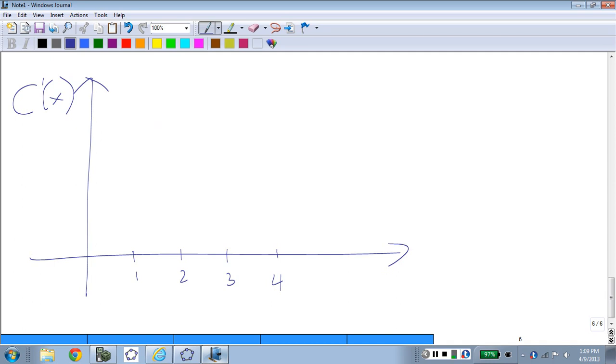So suppose it's something like this. Let's say 10, and then down to, we go 5 across, then we go 5 this way.